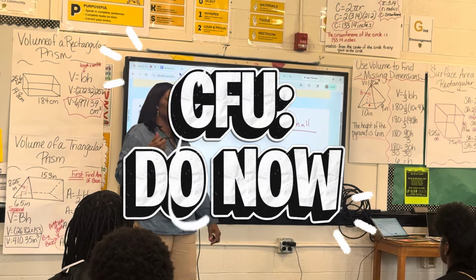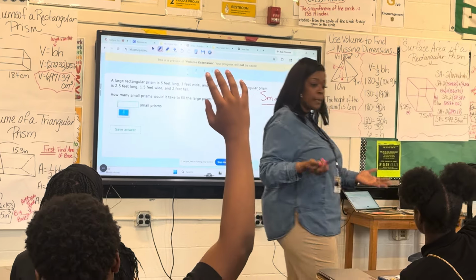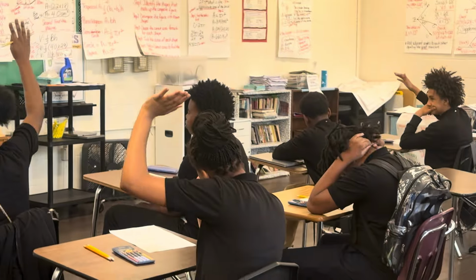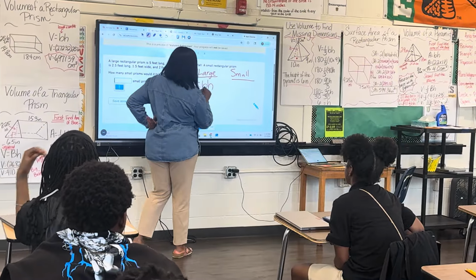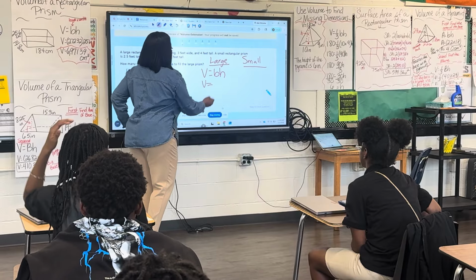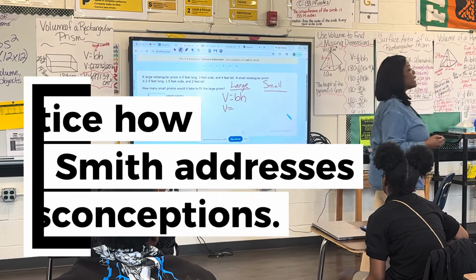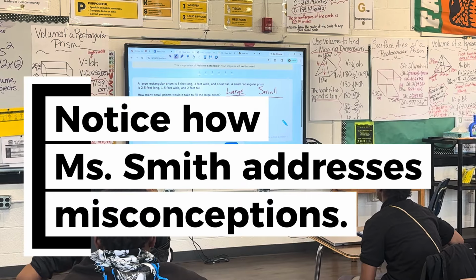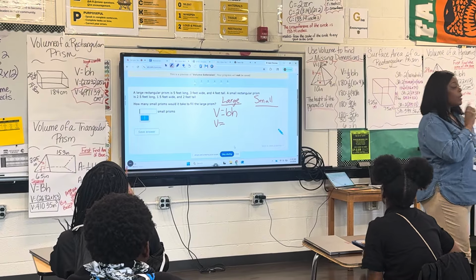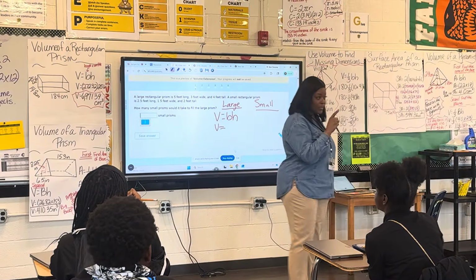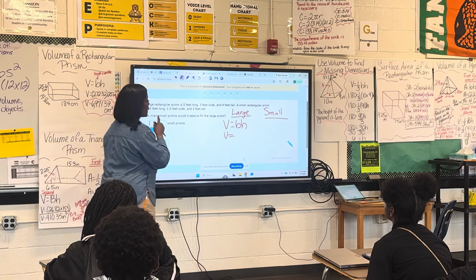Who can tell me the formula that I use when I'm finding the volume of a rectangular prism? Roman. V equals BH. Okay, great job. Now, I noticed that when I was walking around, a lot of you were using the pyramid formula. Did the question ask for a rectangular pyramid? No, it said a rectangular what? Prism. And this is the formula for a rectangular prism.